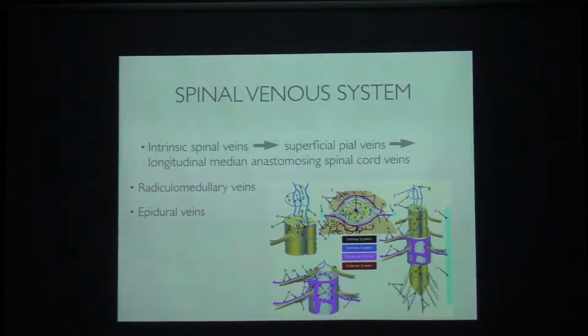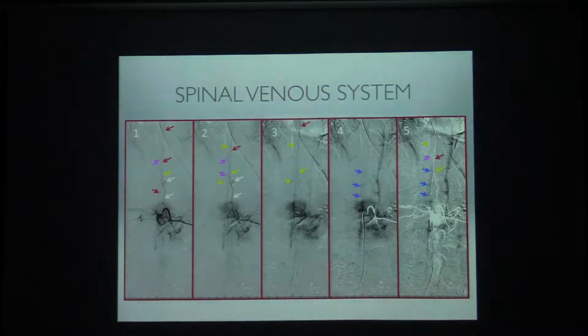We have the intrinsic veins in the cord itself, and then they go to the superficial pial veins, which are the light blue surrounding the cord, which are the ones that are interesting, and they will connect to go along the longitudinal median spinal vein, and they will go out of the cord along the radiculomedullary veins, the same way we have the radiculomedullary artery, and from there into the epidural veins.